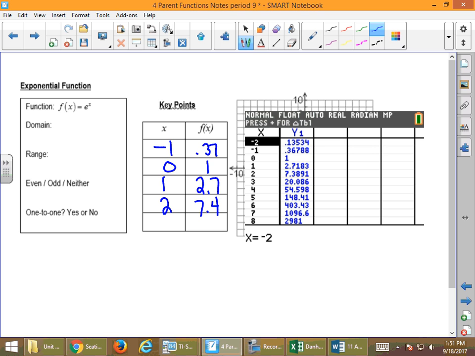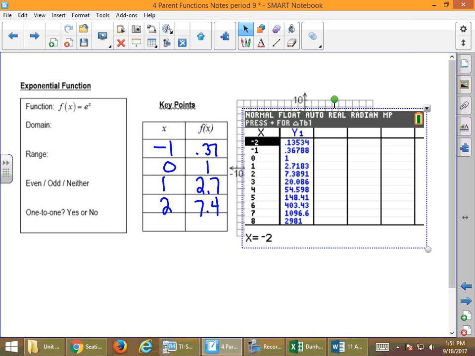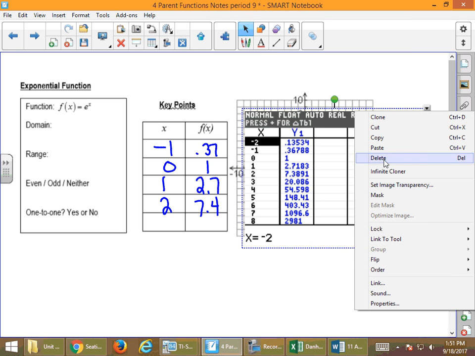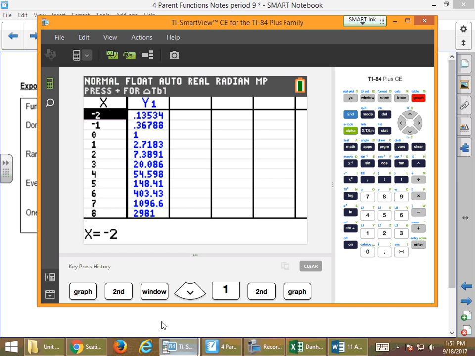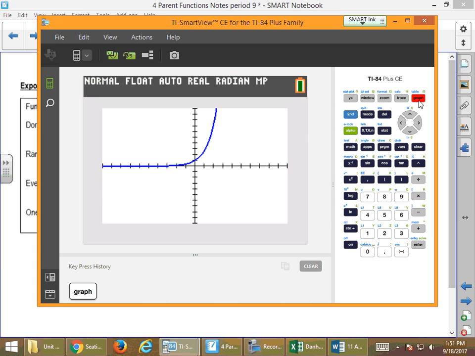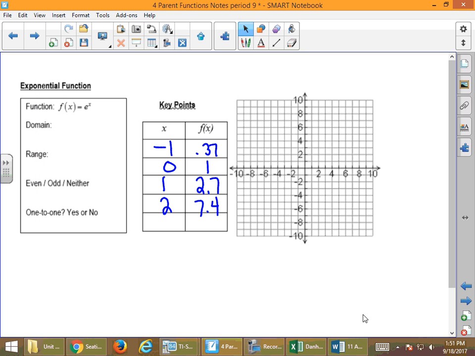And then we're going to draw the picture. And again, you can always go back and look at your calculator to see that particular picture. What does the graph look like? Just by hitting graph. So we see that. Do the best you can.